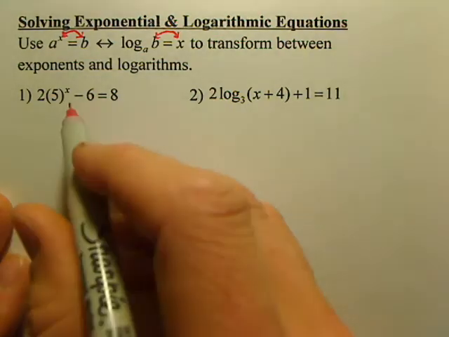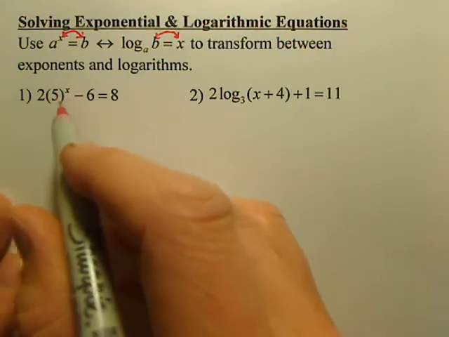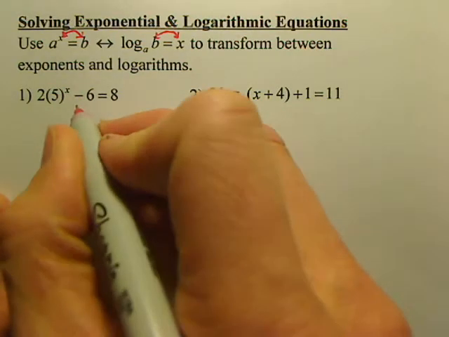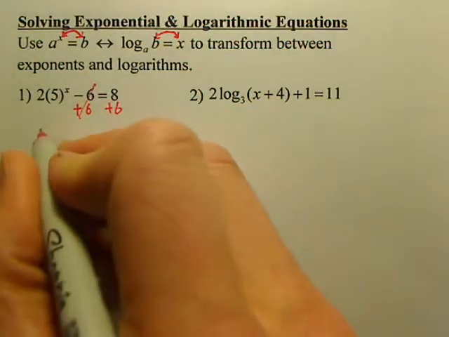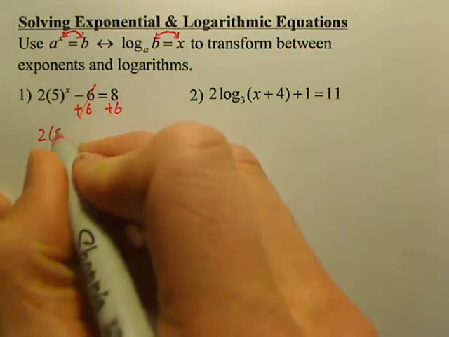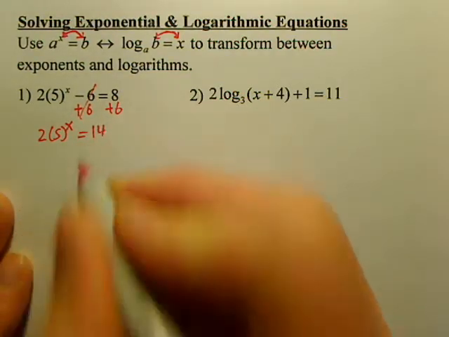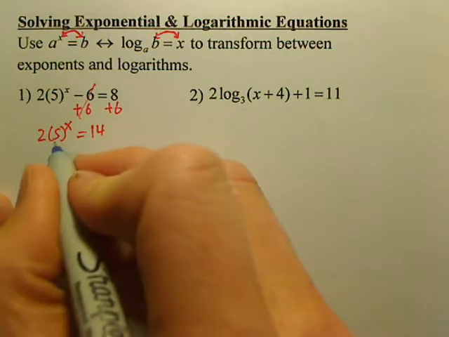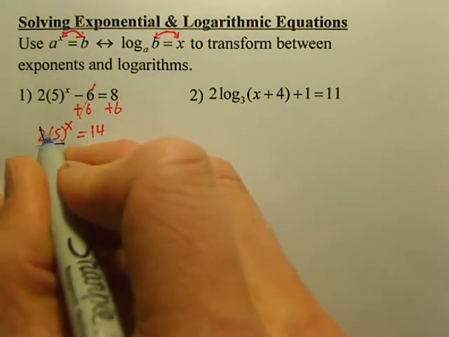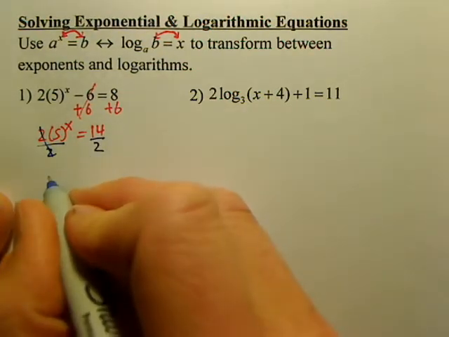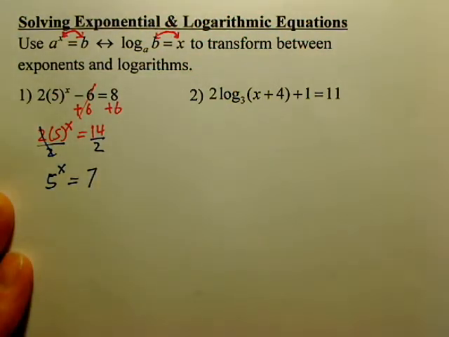Okay, so to solve this, basically we have to always get the exponent piece by itself. So I want to get this by itself, so we do basic solving skills. We add the 6 over. We now have 2 times 5 to the x power equals 14. Now we've got to get the exponent piece by itself, so we can divide off the 2 because it's connected by multiplication. I now have 5 to the x power equals 7.